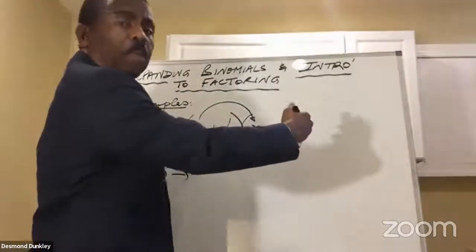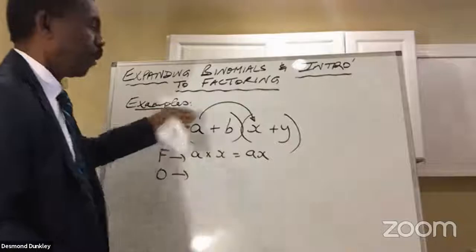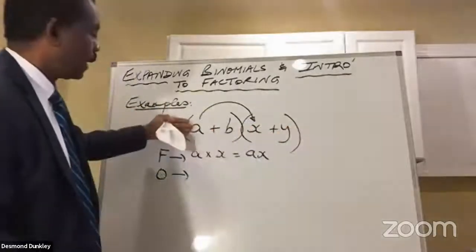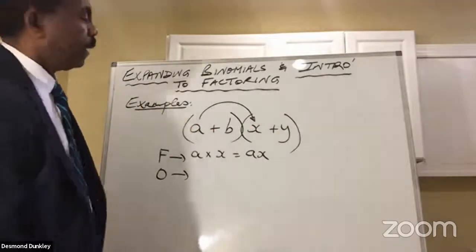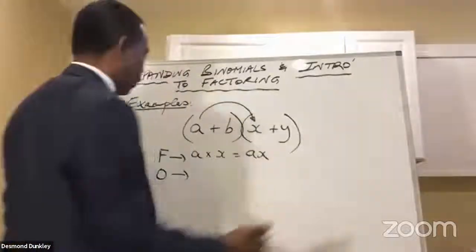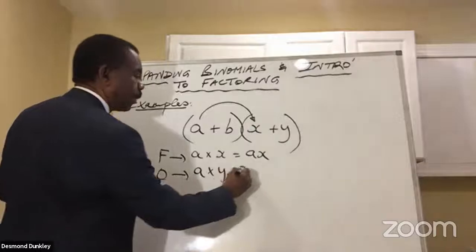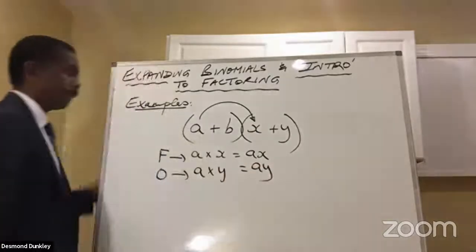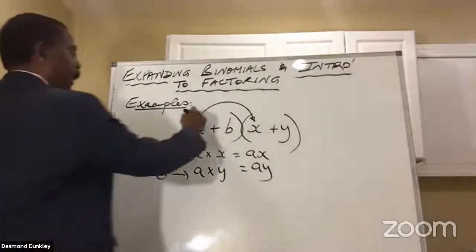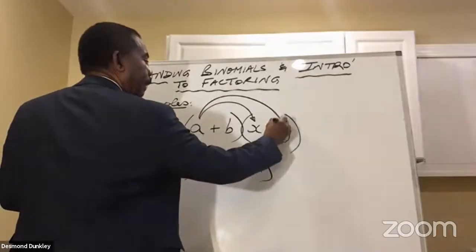This is the outer: what's on the outside here and what's on the outside there. This is A on the outside to the left. This is Y on the outside to the right. So it's A times Y, equal to AY.